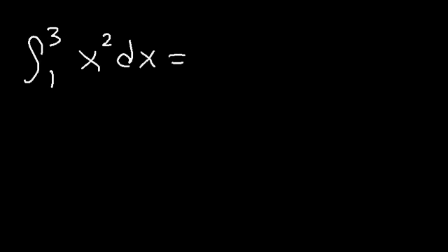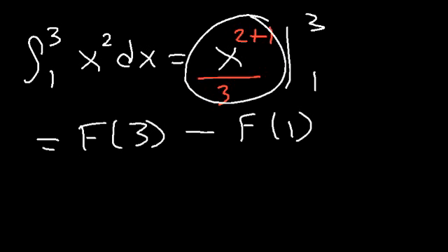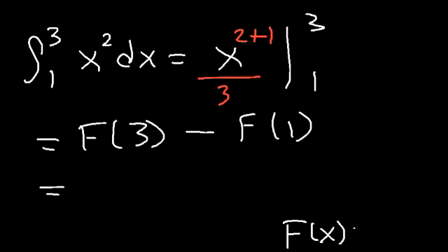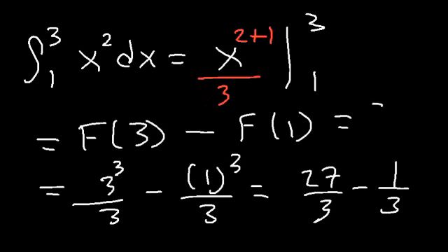You need to find the antiderivative of x squared. To do that, add 1 to the exponent, so 2 plus 1, and then divide by that result, 3. And let's evaluate it from 1 to 3. So this is going to be F of 3 minus F of 1. So this is the antiderivative of x squared, which is basically capital F. So capital F is x cubed divided by 3. So let's plug in 3. So it's going to be 3 to the third power divided by 3 minus 1 to the third power divided by 3. 3 to the third is 27. So we have 27 over 3 minus 1 over 3. So the final answer is 26 over 3.